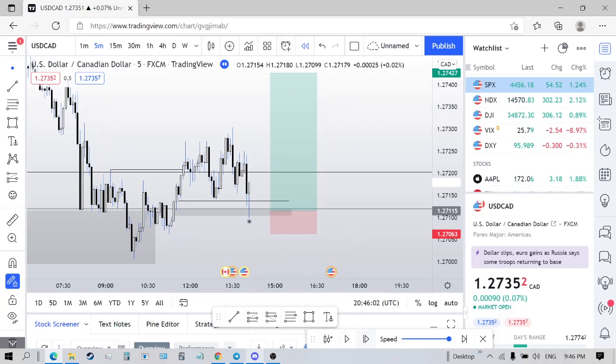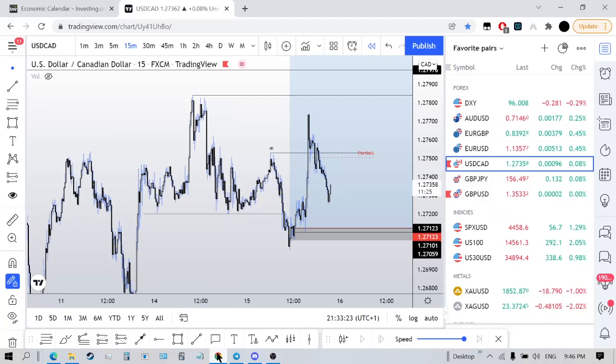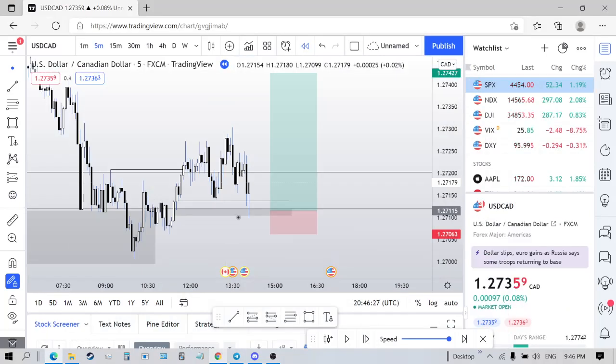Okay, here's your entry. Look at the displacement. Look at the reaction. Right off the fair value gap with the order block, right? Liquidity built up. Here's your move at, what is this? New York session right here. Actually, no, is this New York? It's UTC. Hold on, let me see. UTC. Yeah, this is right at New York. That was your entry.